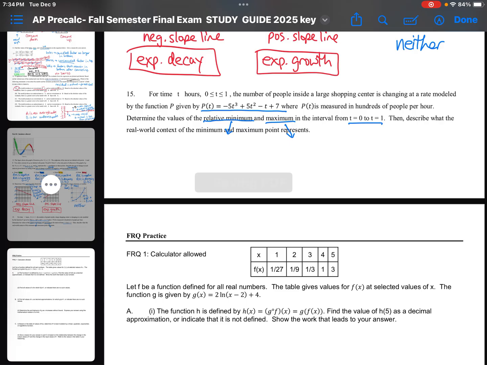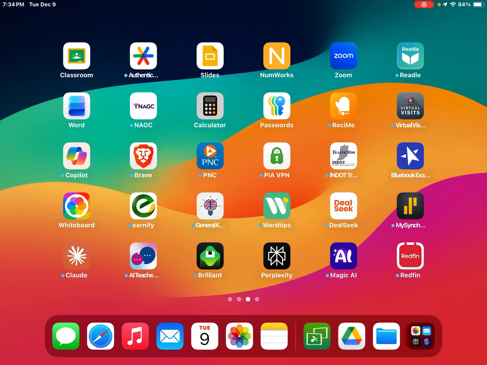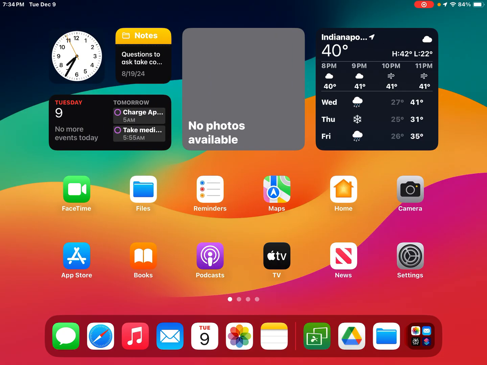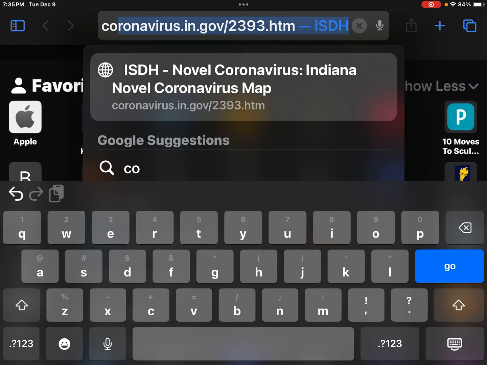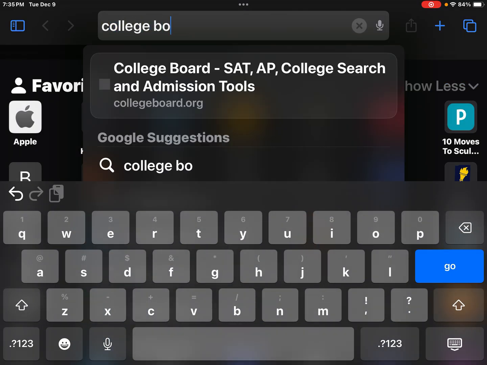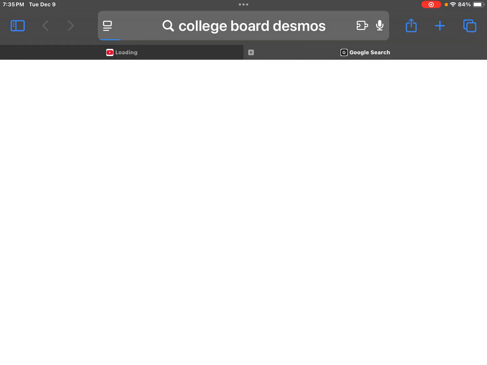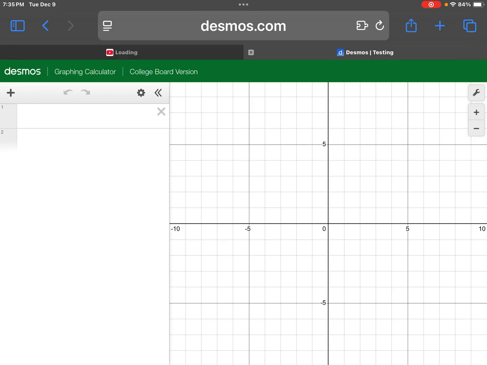All right, so for this, I'm going to have to pull up Desmos, okay? So I'm going to do that real quick. Please tell me I have the Desmos app on here. If I don't, it's fine, I'll just go to the website. So as you know, you should be typing in College Board Desmos, okay? And we go to the graphing calculator.